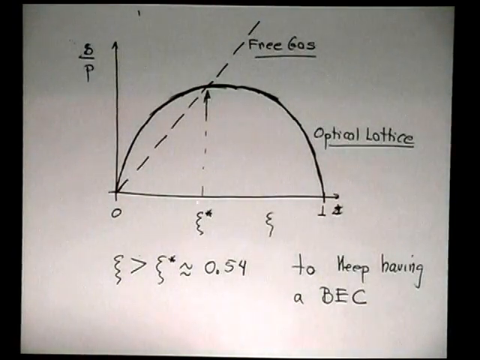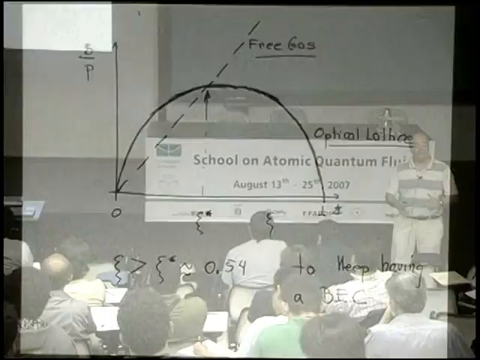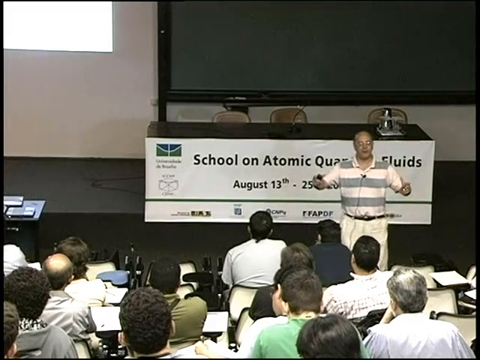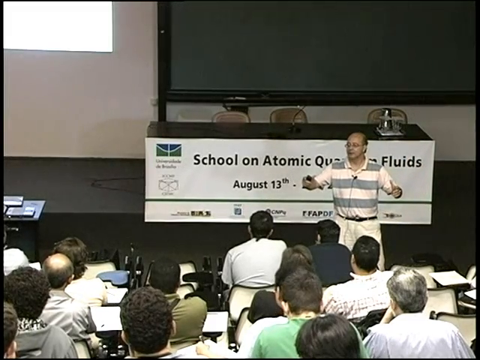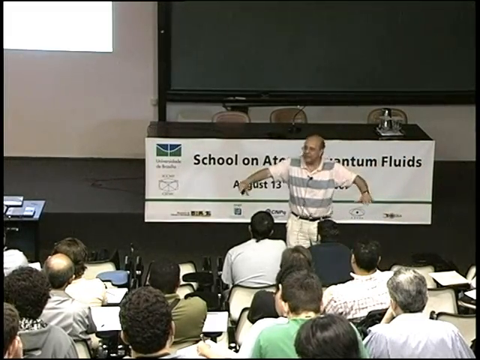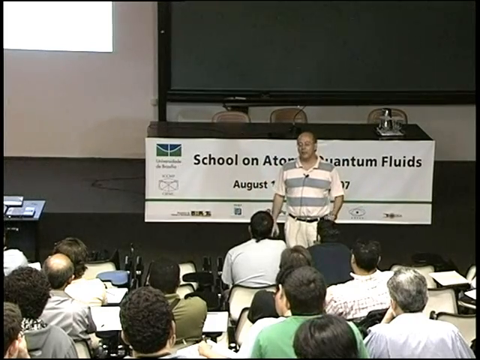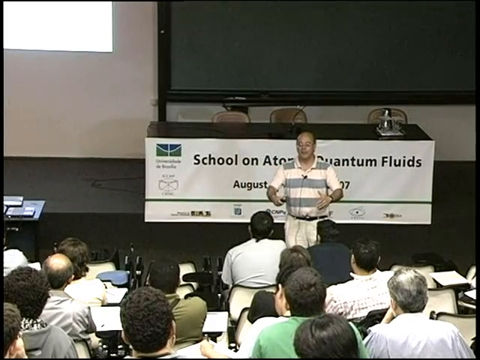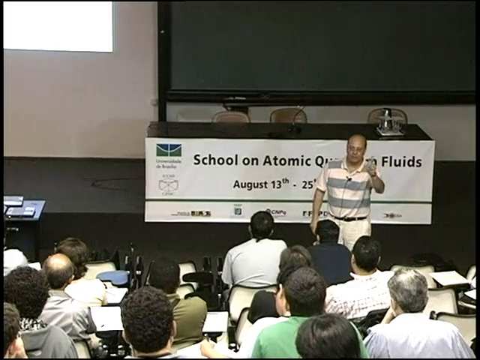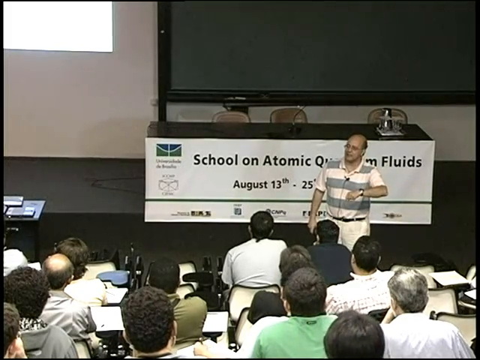And there is one point here, which means 0.54 or 55, about. So if I have my lattice more than half occupied, when I adiabatically remove it, I still end with a condensate. If I have less than that, I have a cold gas.